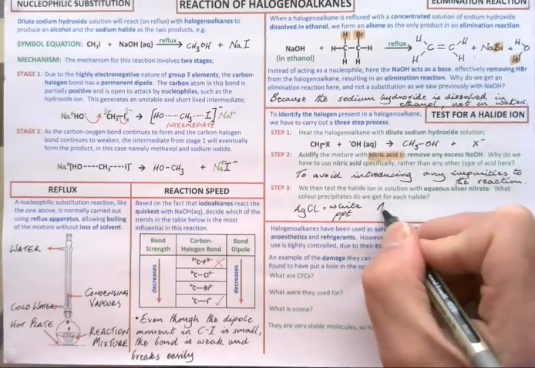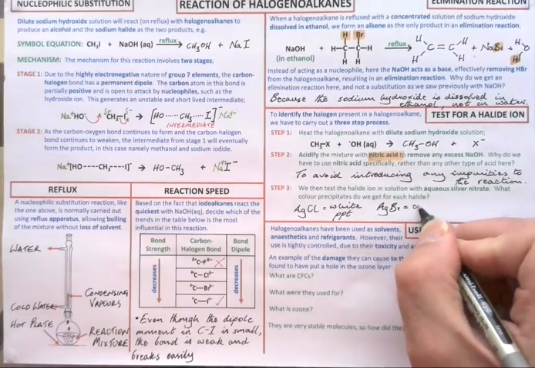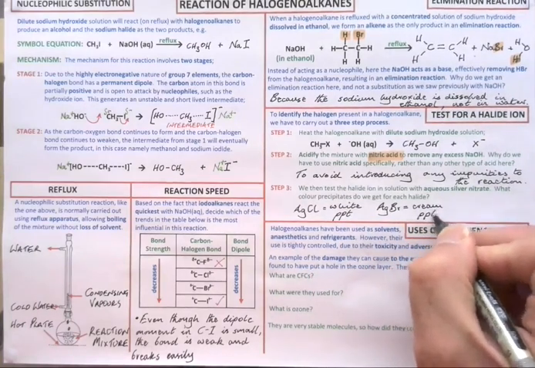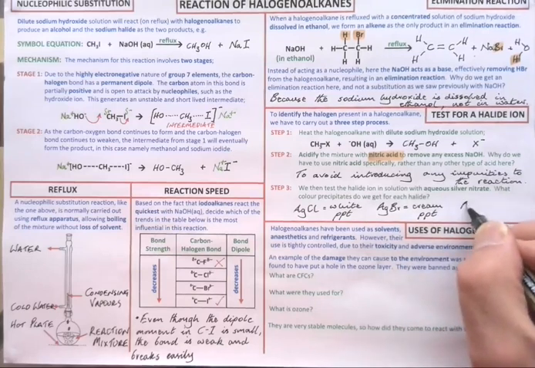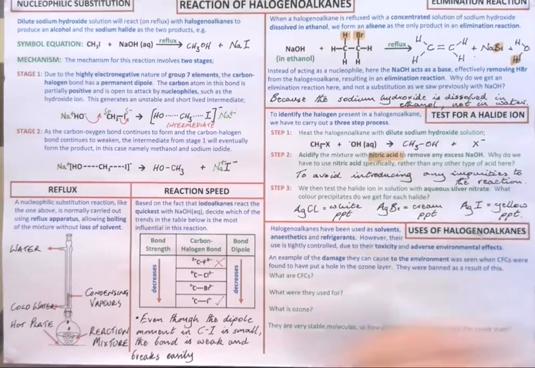If X was a bromide, it would form AgBr, and that would be a cream precipitate. Hopefully this is ringing some bells from GCSE. And if you had X minus as an iodide, that would form AgI, and that would be a yellow precipitate. Okay.